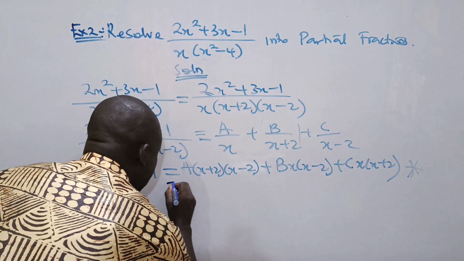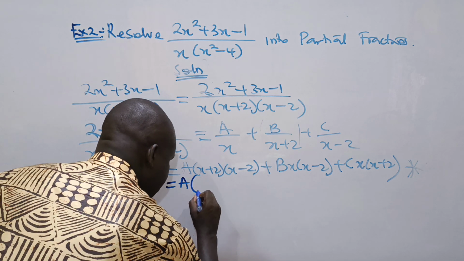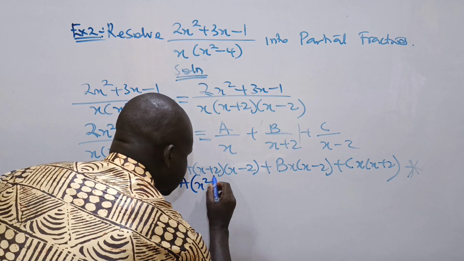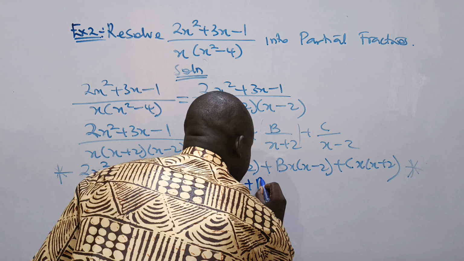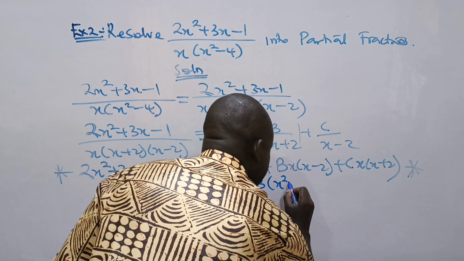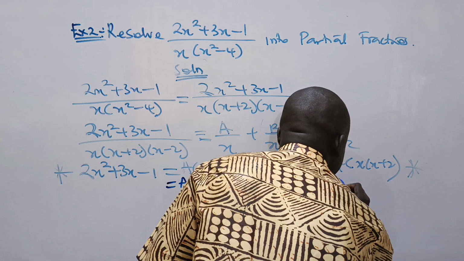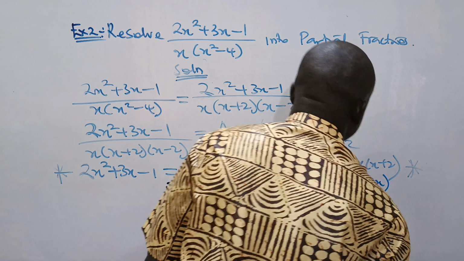If you want to do that, I'm going to open up. I will expand this, and if I expand this, I'm going to have A into bracket x squared minus 4. That's what I'm going to get. Plus B into bracket x squared minus 2x. That's what I'm going to get here. Then plus C into bracket x squared plus 2x. That's what you are going to get there.